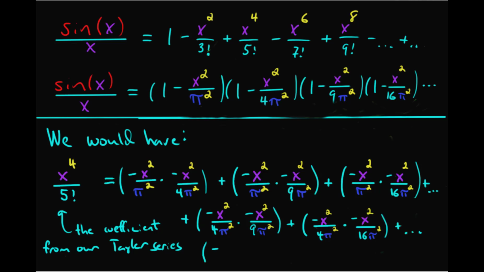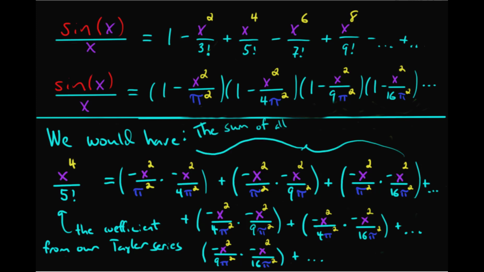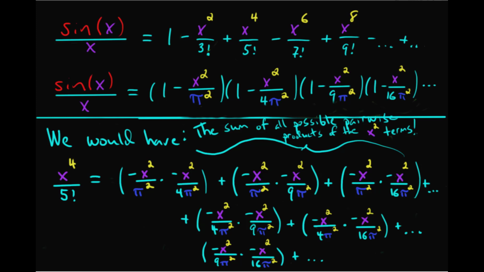In fact, if we started with negative x squared over 9 pi squared, I could have that term multiplying negative x squared over 16 pi squared, and so on. So what am I essentially saying here? In order to get all of the possible x to the fourth terms by expanding out the infinite product formula for sine x over x, I have to take all possible pairwise products of negative x squared terms in the infinite product formula. When we do that, we note again that this sum must equal x to the fourth over 5 factorial. So now we can simplify the expression on the right-hand side.